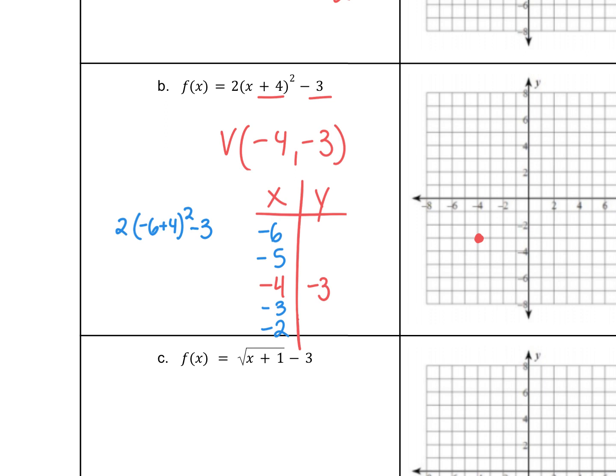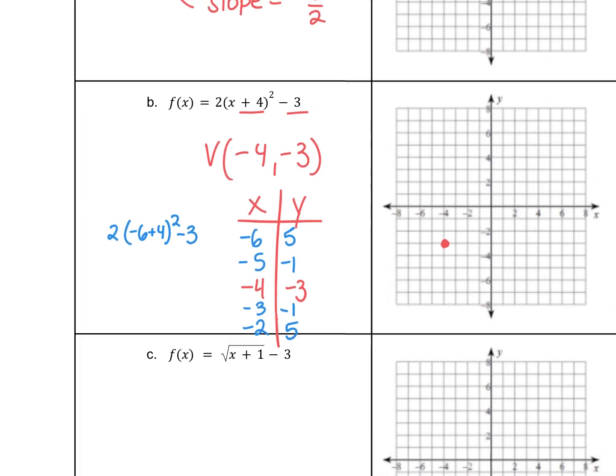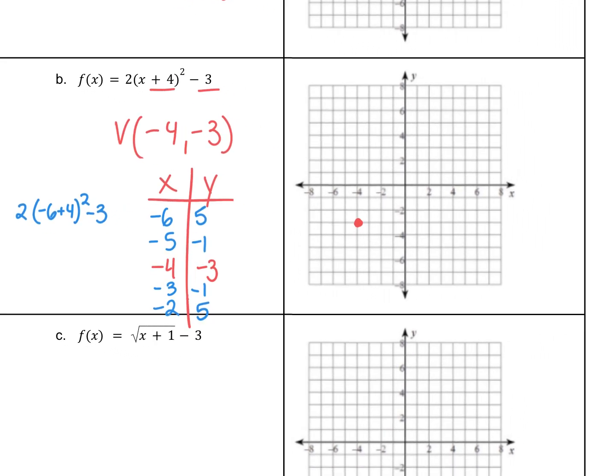Make sure you use the exponent button and don't just type a 2. And then minus 3. And we should get 5. And then if I change that to negative 5, we should get negative 1. Remember, these points are symmetrical, so when you type in negative 3, you should also get negative 1. When you type in negative 2, you should also get 5. Feel free to check my math if you want to, but I know I did it right. So now I plot these points, make my U shape. And that's it. I'm done.